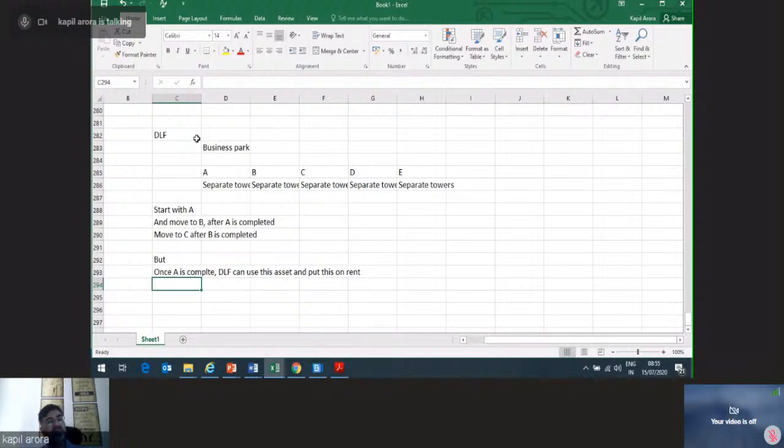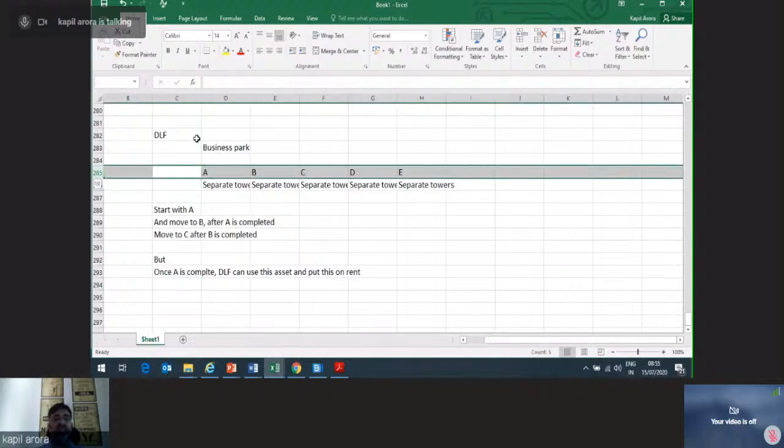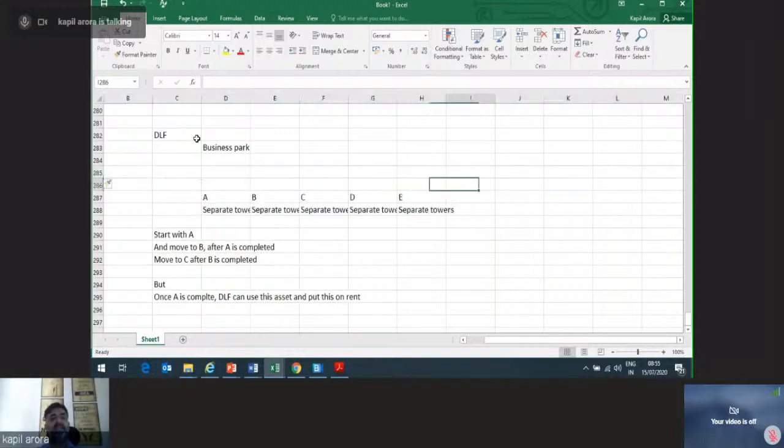Whereas in case of DLF, right? In case of DLF, unit A can be used even though the rest of the units are not being made available or not ready right now. So A is not dependent on B, C, D and E. For that purpose, the capitalization, the date of commencement of each and every unit would be different.